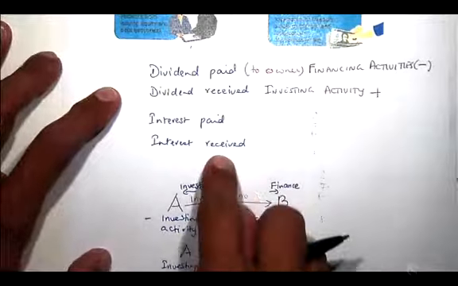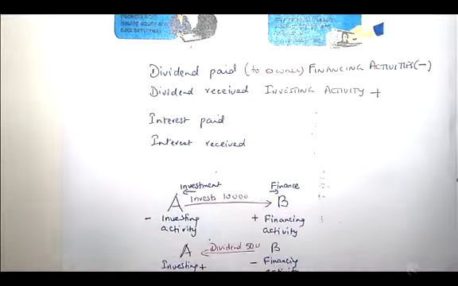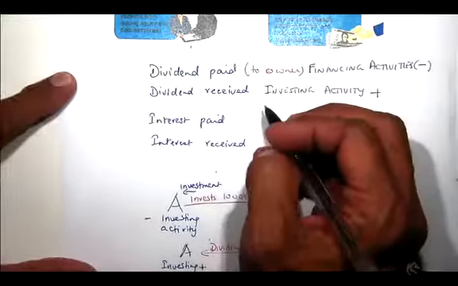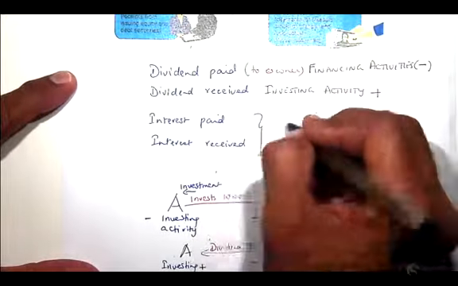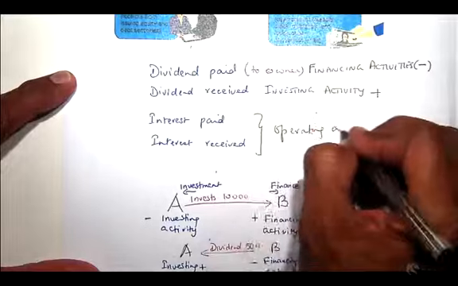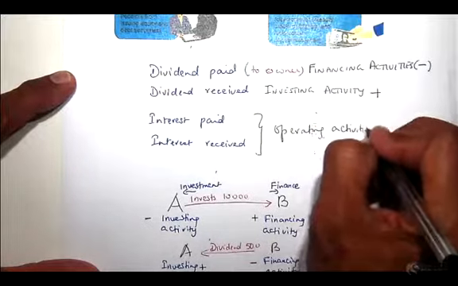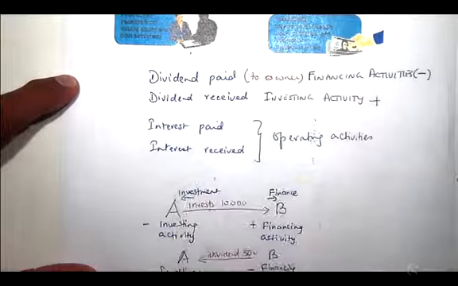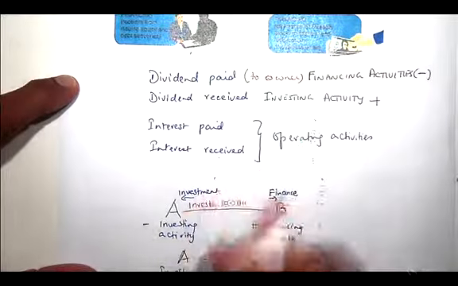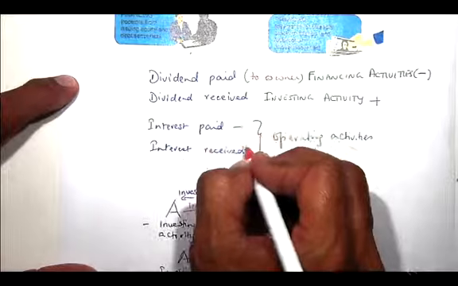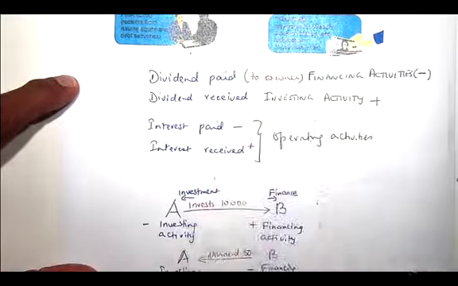Interest paid, interest received are something that happen in a recurring nature. It happens again and again, and therefore these two are always operating activities. Interest paid and interest received, both the operating activities. Interest paid is a cash outflow. Interest received is a cash inflow.